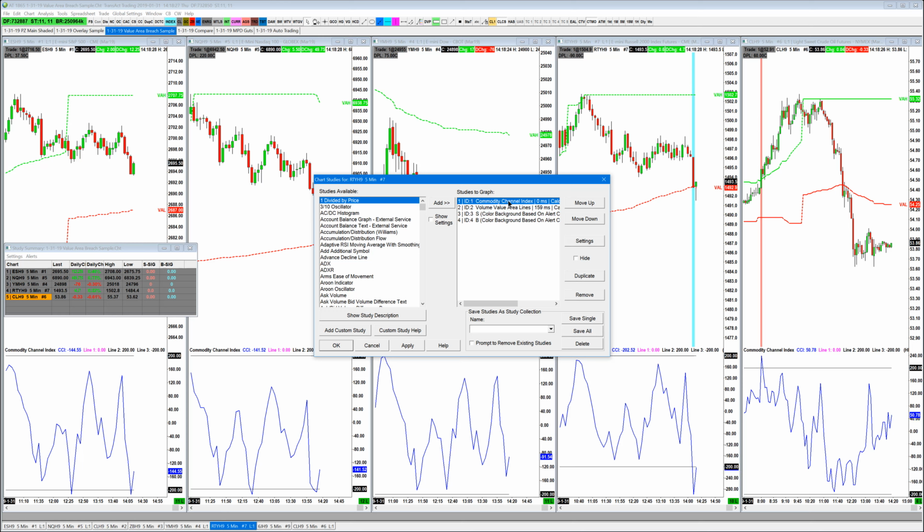All right. But first, the CCI, relatively simple. It's got a 200 line and a negative 200 line. The 200 and the negative 200 are what would be considered extreme levels. The idea here is that if the CCI goes below negative 200, that is usually not a condition that is sustained for very long. Similarly, if it goes above positive 200, it's usually not sustained for all that long.